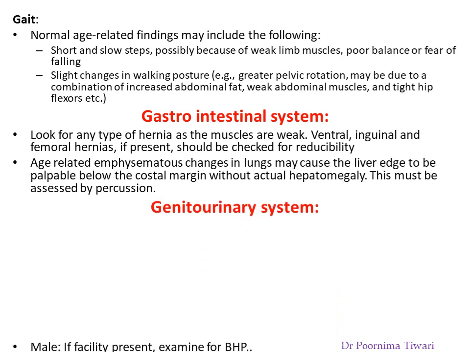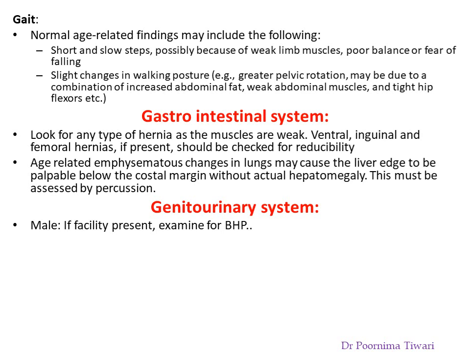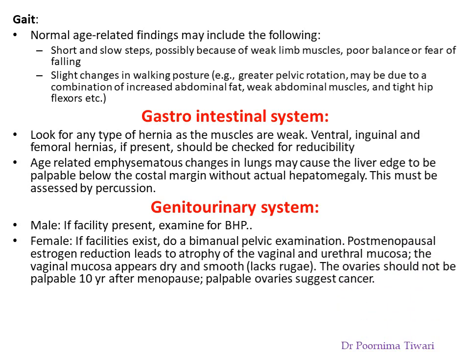Genitourinary system. If the facilities are present, then a male patient should be examined for benign hypertrophy of prostate or any hypertrophy of prostate. In case of female, a bimanual pelvic examination should be done, and the most common finding would be reduction in the rugae of vaginal and urethral mucosa. The ovaries should not be palpable 10 years after menopause.